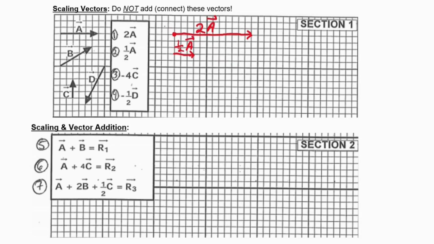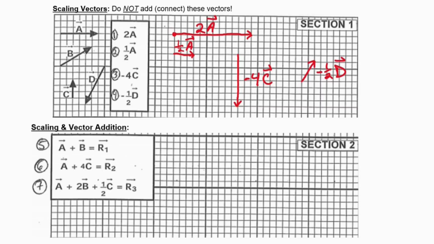And for problem 3, it says -4c. Okay, so c is pointing upwards, so -4c, it's going to go downwards about 4 times as long. So this is -4c. And we have d going down into the left, and it says -1/2 d. So I'm going to be saying that it's going to go up and to the right, half that length, half that distance. And this is -1/2 d. Alright, so that's scaling our vectors.